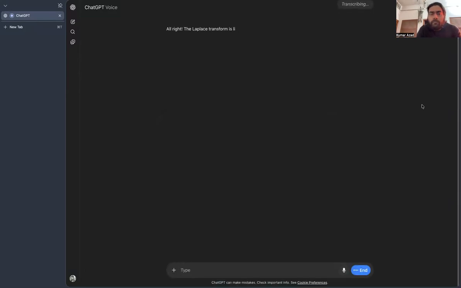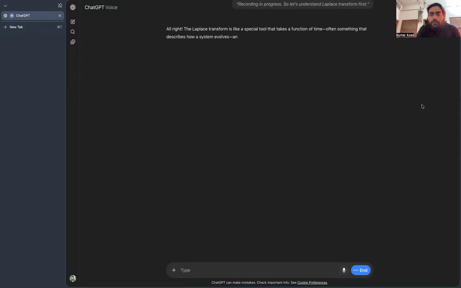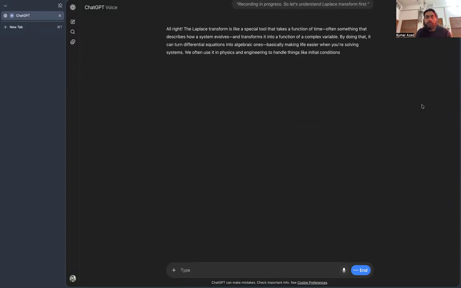All right. The Laplace transform is like a special tool that takes a function of time, often something that describes how a system evolves, and transforms it into a function of a complex variable. By doing that, it can turn differential equations into algebraic ones, basically making life easier when you're solving systems. We often use it in physics and engineering to handle things like initial conditions or step responses. Let's break down any details you want.